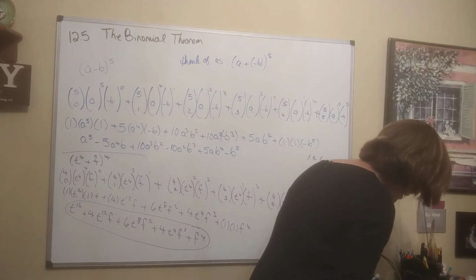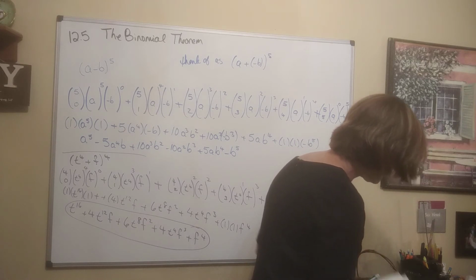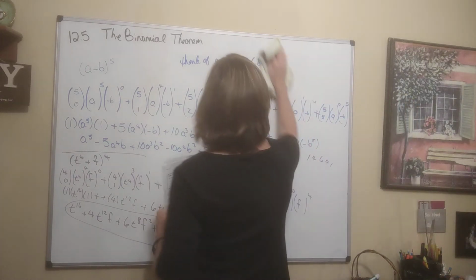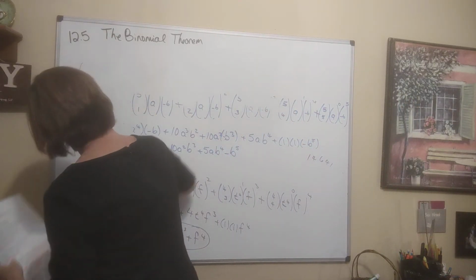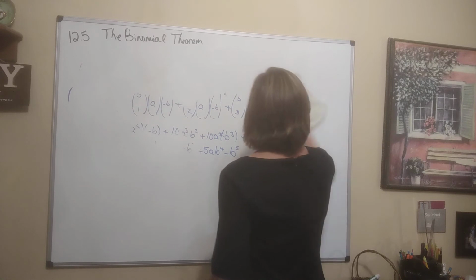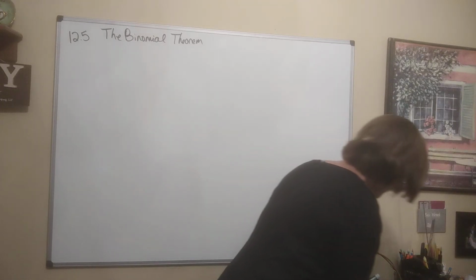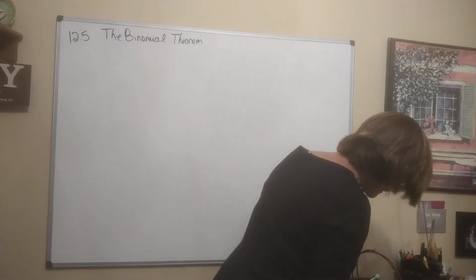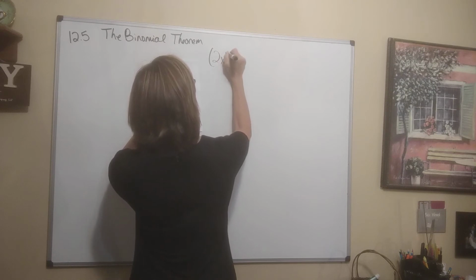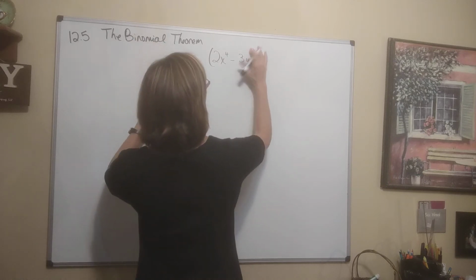So what is the next one? It is to do the binomial expansion for, oh, I've lost it. Don't lose it. Okay. Oh, for something a little more complicated. Okay, so this one looks like this. It is the binomial expansion for 2x to the 4th minus 3y to the 7th. Is that right? No, minus 3y to the 7th.